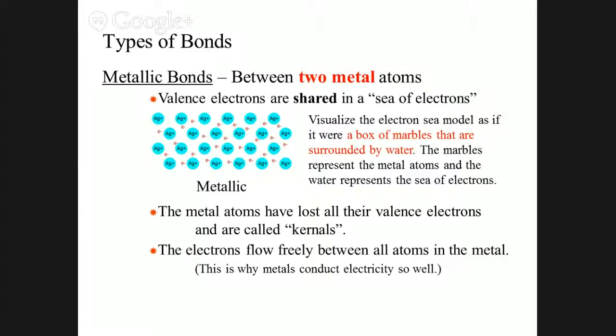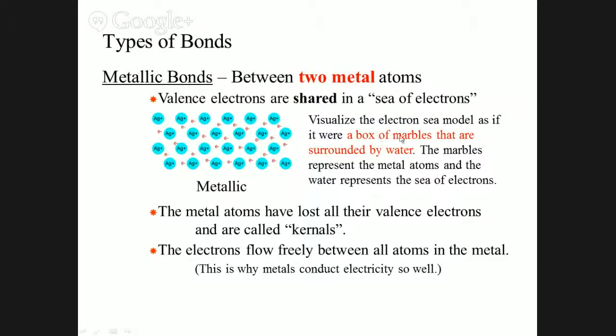Okay, we're going to start off with metallic bonds. Metallic bonds are between 2 metal atoms, and the valence electrons are shared in what we call a sea of electrons.